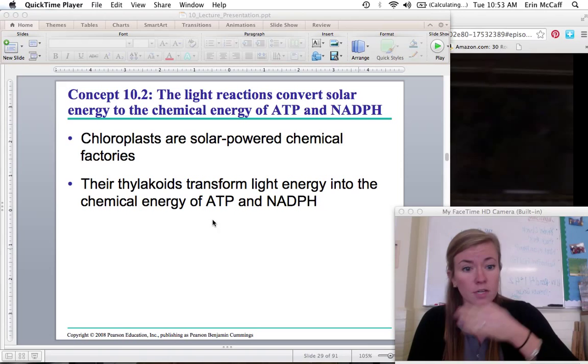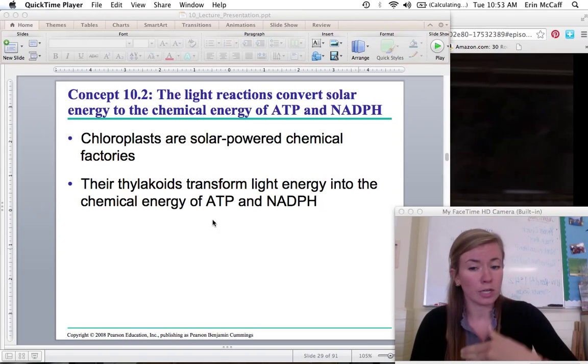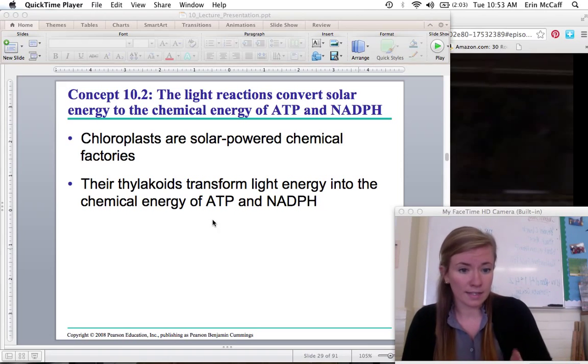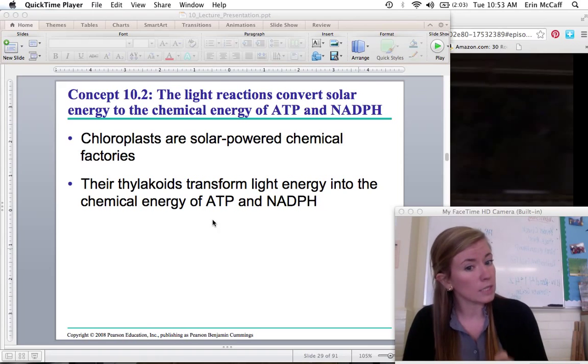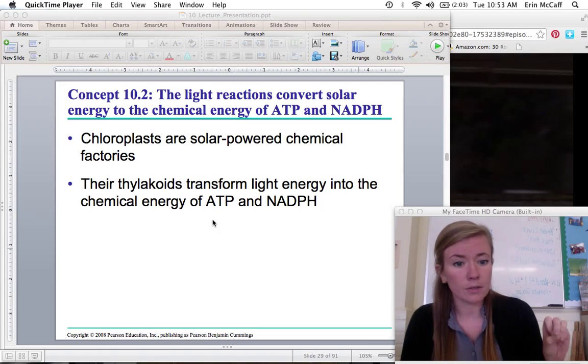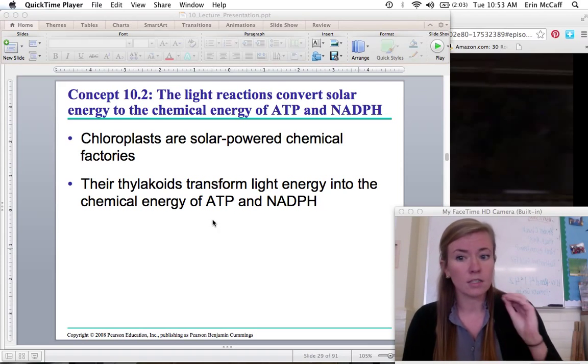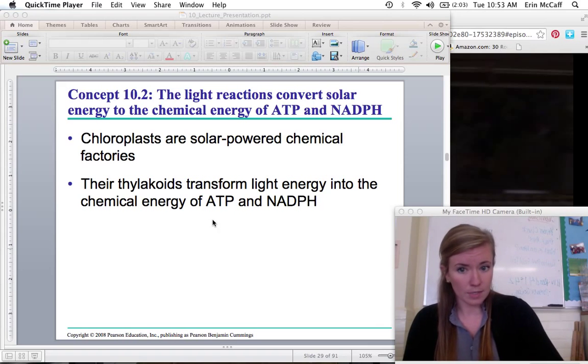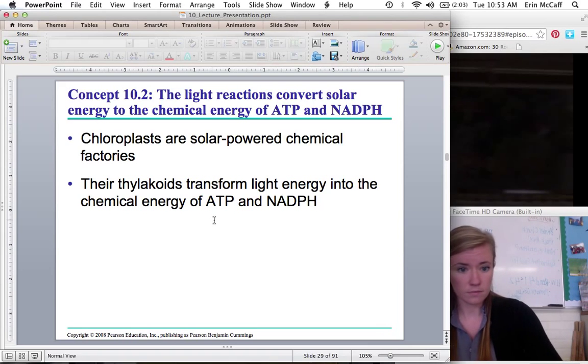Light-dependent reactions are when we take energy from the sunlight and transform it into ATP and NADPH. The Calvin cycle will later take the energy that we stored in ATP and NADPH to make organic molecules, but the light-dependent reactions store their energy in the form of ATP and NADPH.